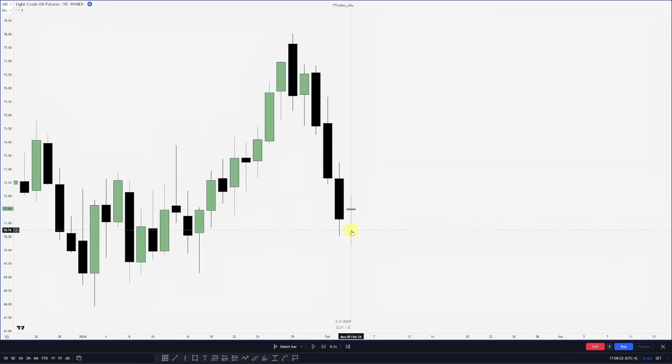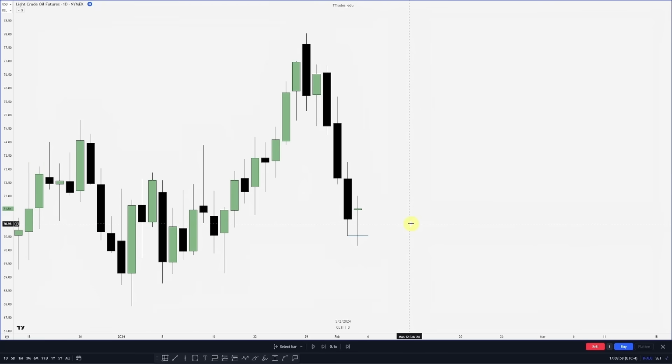For our last and final example, what do we see right here? Well, we see a sweep below previous day low, a close back inside. And what is this? This is a bullish reversal candle. So I'd be looking for the next day to do what? To trade higher. And with that idea in mind, I'll drop down to the 30-minute chart here.